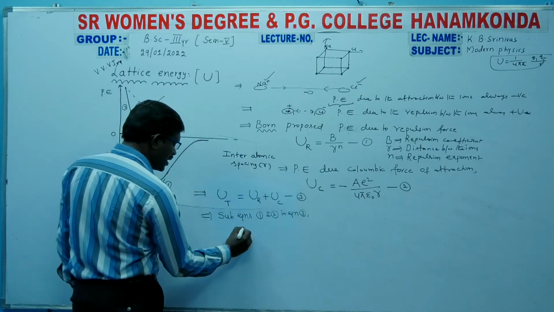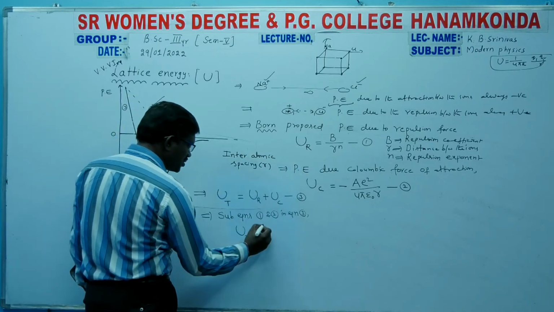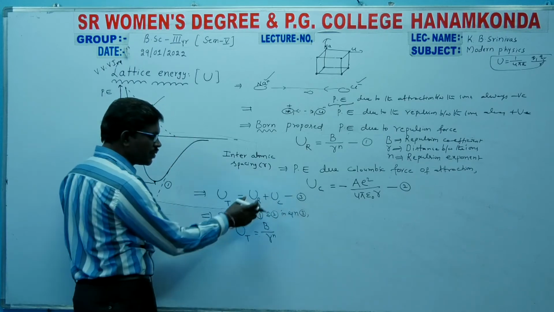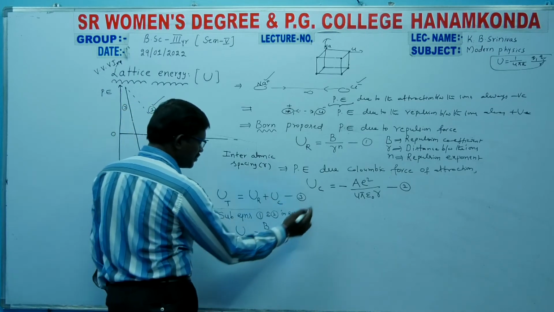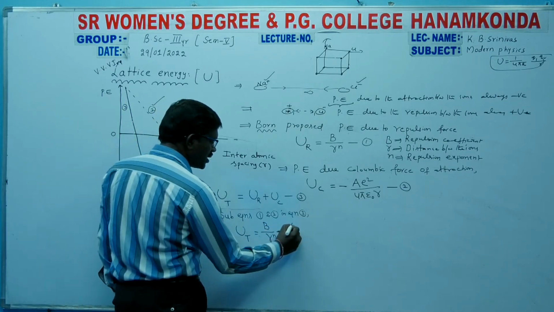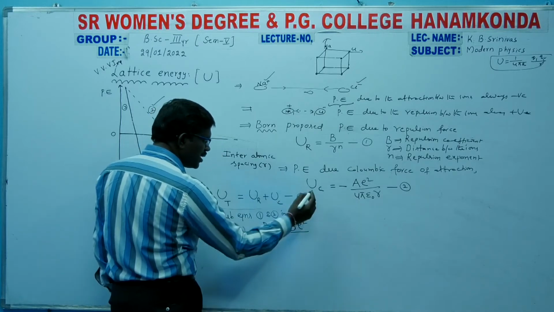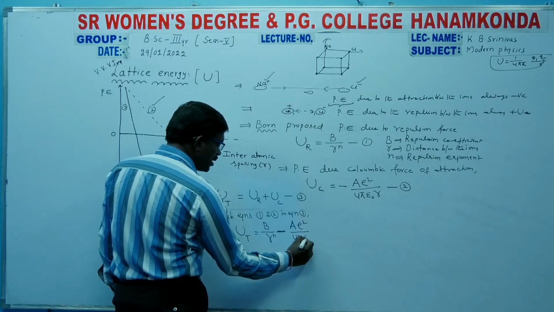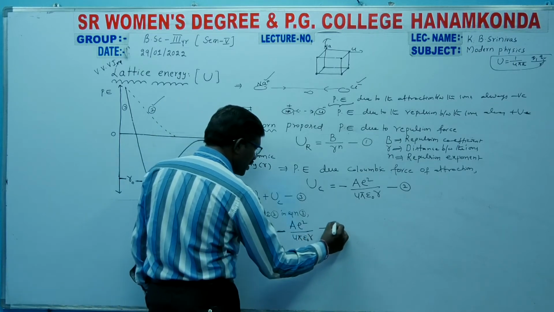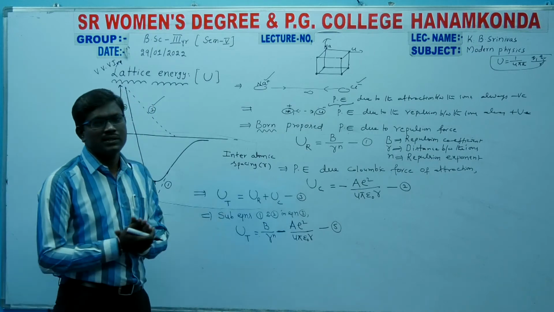See, the total potential energy is equal to, what is repulsion force? Potential energy due to repulsion force, that is B by R to the power of N. I am writing the positive term first, negative term second. So what about the potential energy due to Coulombic force of attraction? That is minus A E square by 4 pi epsilon naught into small r, I am substituting this value here. Let this be equation number 5. Okay, just listen carefully.